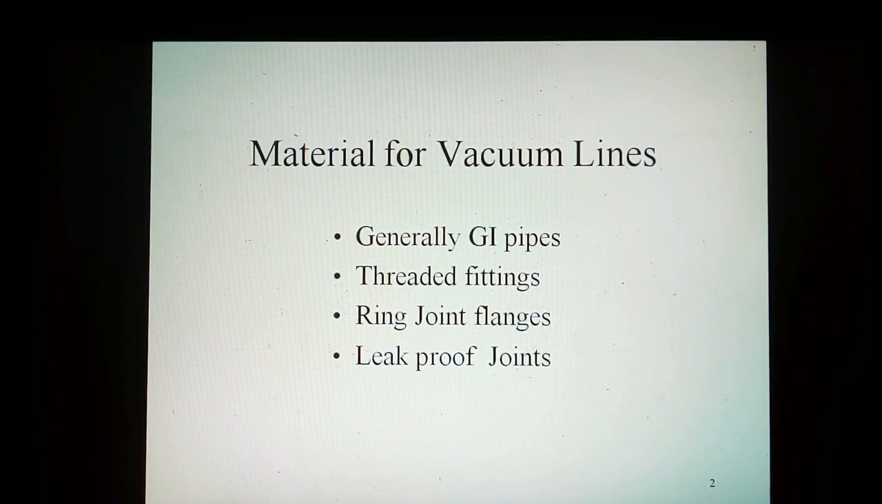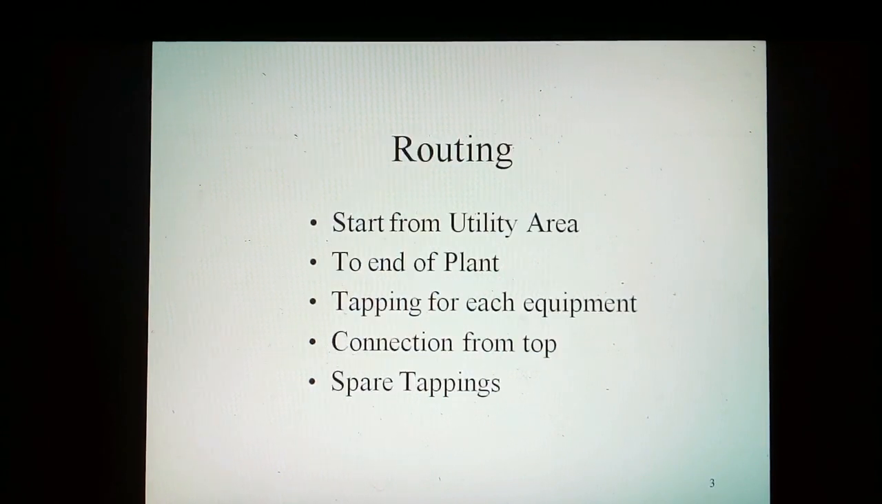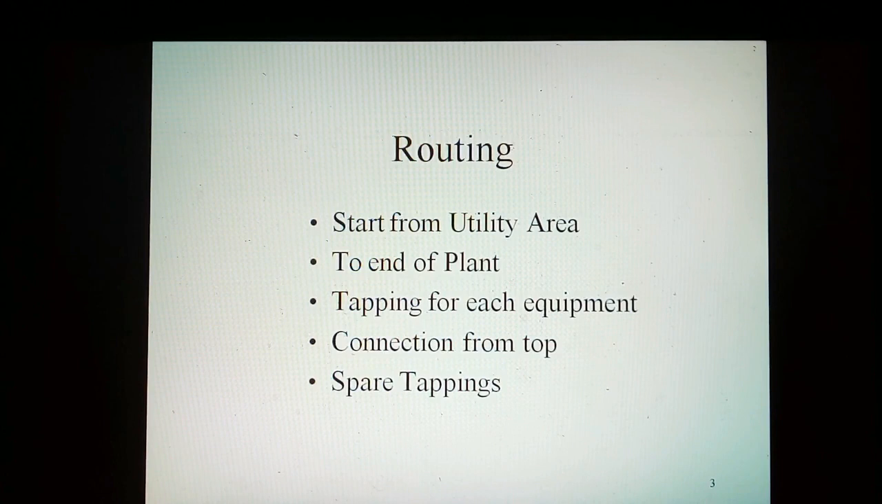Material for vacuum lines is generally GI pipes, with threaded fittings and ring joint flanges to create leak-proof joints. Routing starts from the utility area up to the end of the plant. Tapping is provided for each equipment. Connection is given to equipment from the top. Spare tappings are provided for future connections.